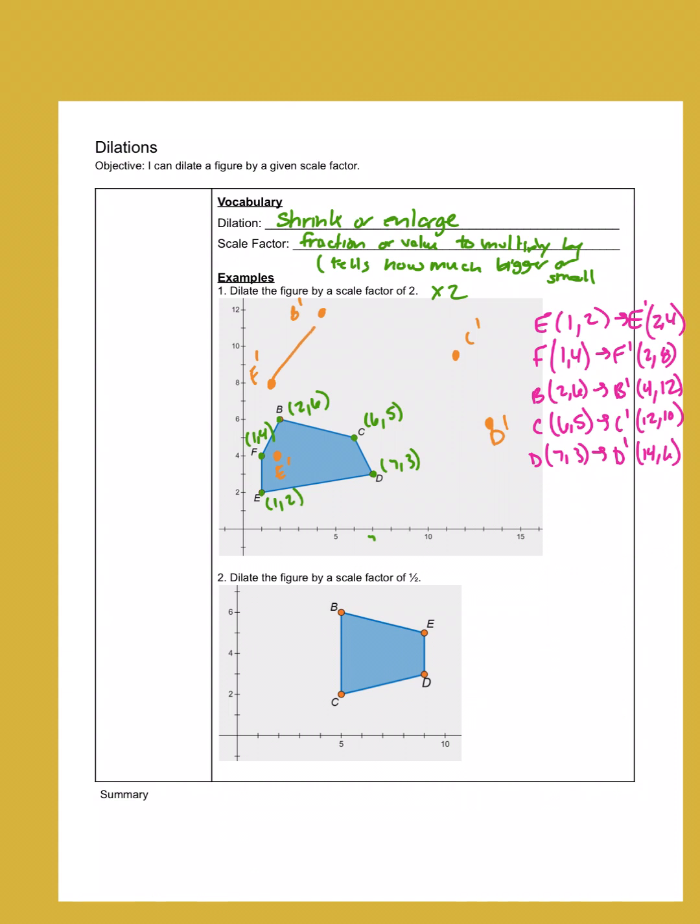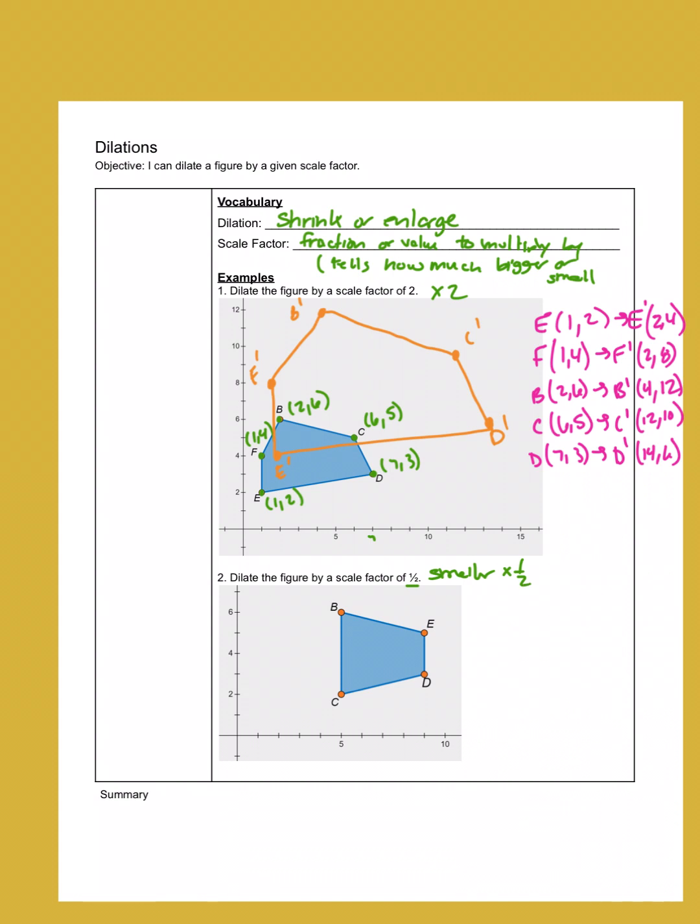And then I'm going to go ahead and connect my dots so I can see my image. So that blue one is our pre-image, the original. And this orange one is now our image, our new one. And we can see that it is 2 times as big as our original figure, the pre-image. We're going to do something similar on number 2, except this time it says dilate by the scale factor of 1/2. So this is going to get smaller, and we're going to multiply by half, so it's going to be half the size that it currently is.